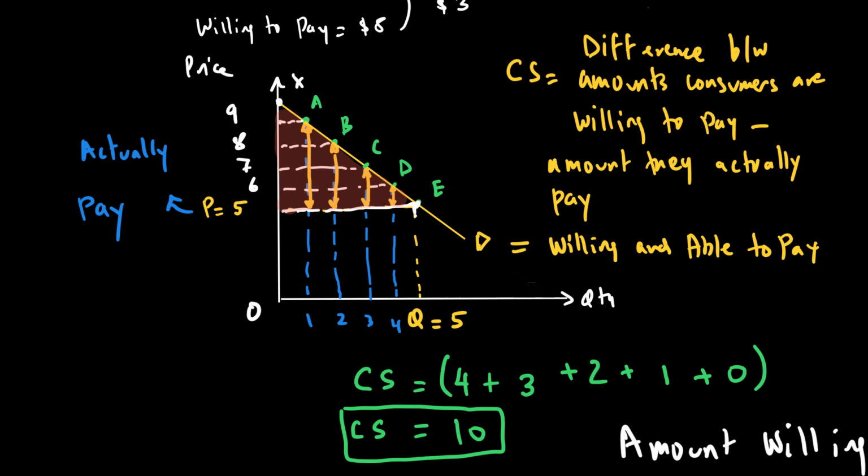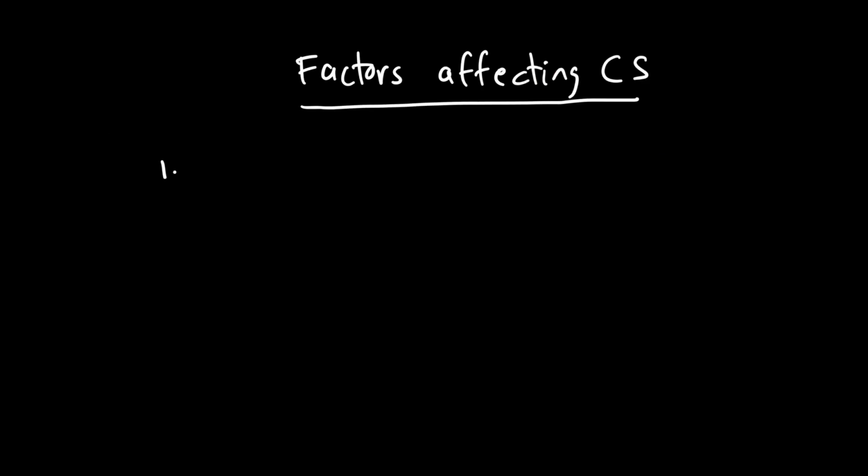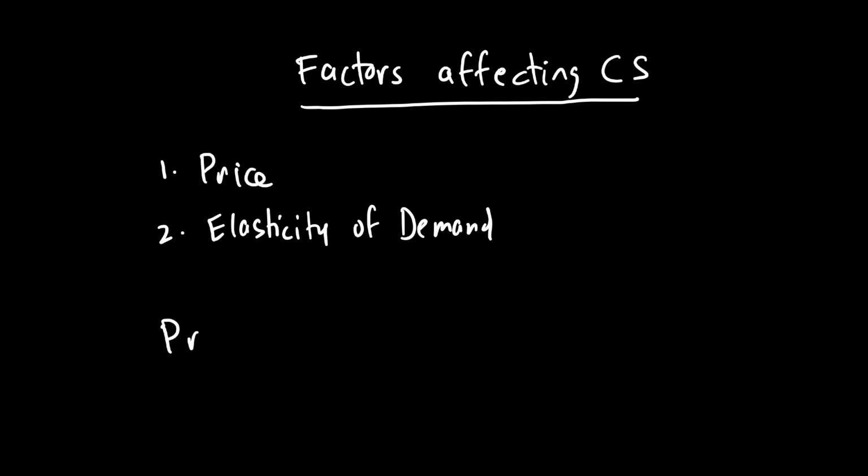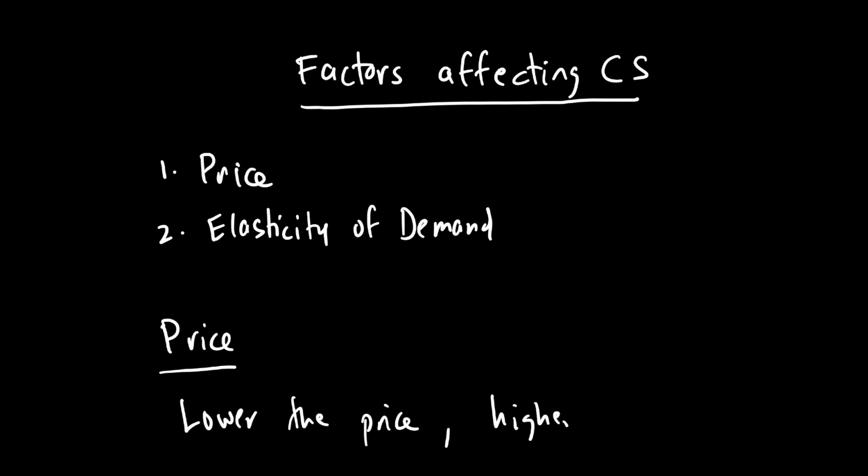And let's talk about what the factors are that can change this consumer surplus, that can result in this consumer surplus going up or down. There are two factors that can affect consumer surplus. One is price, and another one is what we call elasticity of demand. So let's discuss each. When it comes to price, what we say is this, that the lower the price, keeping everything else constant, the higher will be the consumer surplus.